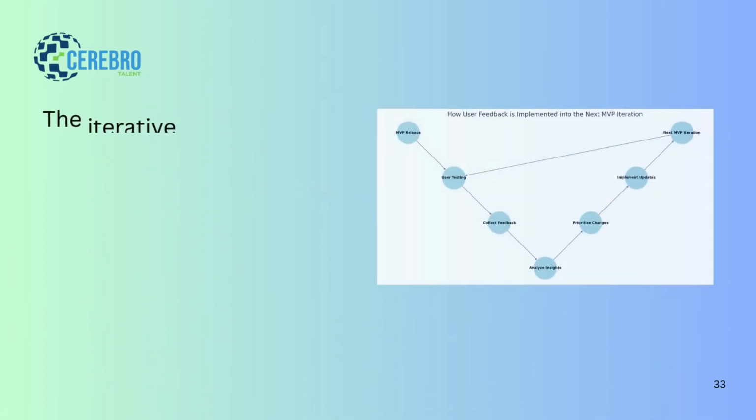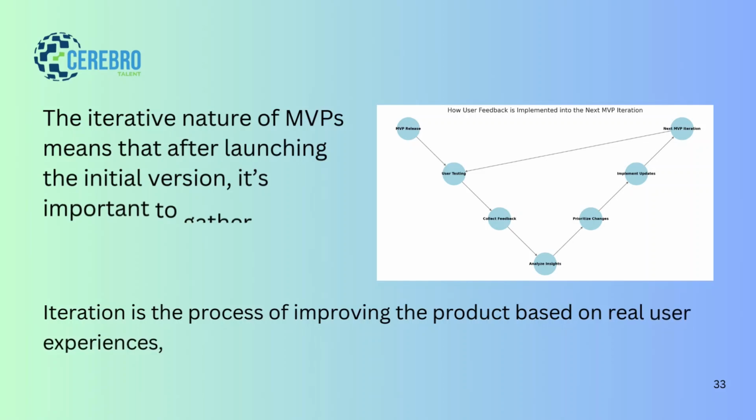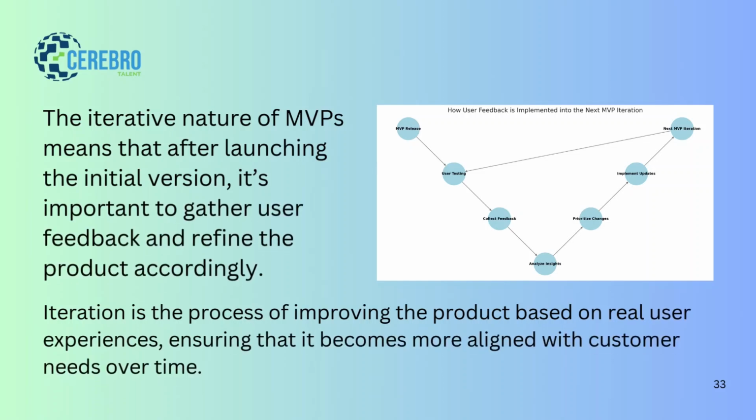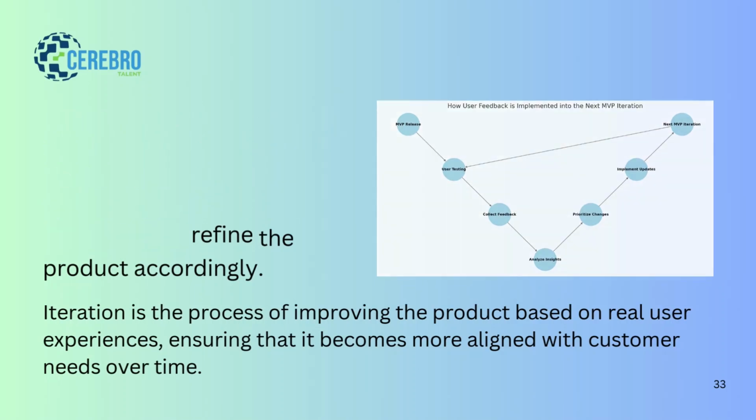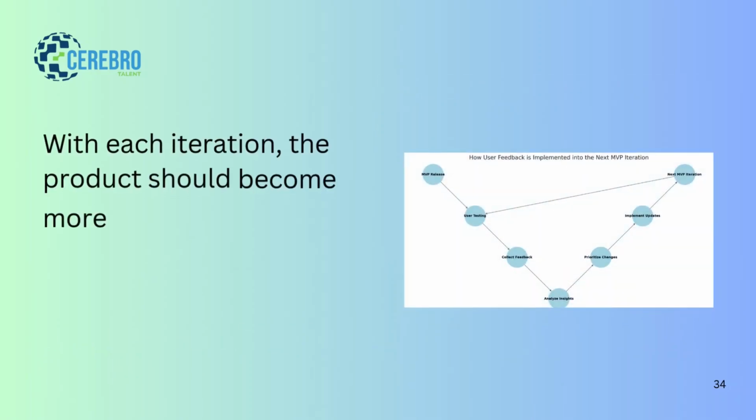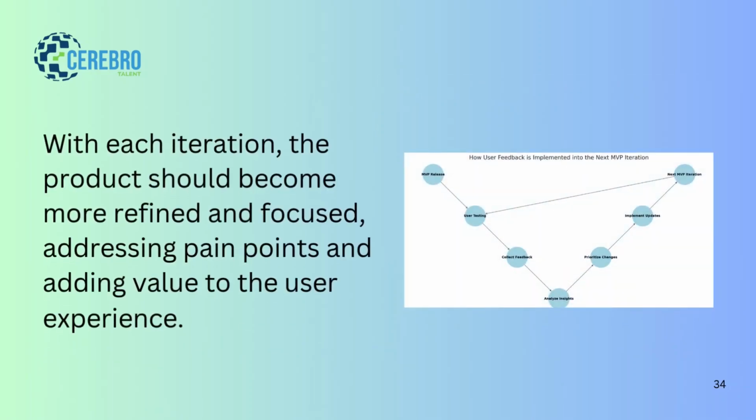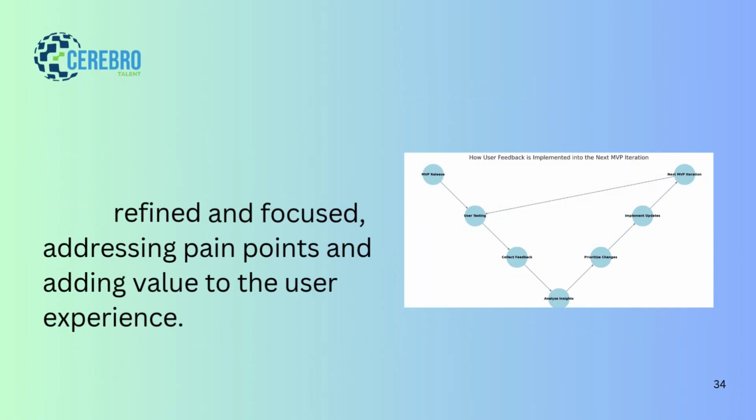The iterative nature of MVPs means that after launching the initial version, it's important to gather user feedback and refine the product accordingly. Iteration is the process of improving the product based on real user experiences, ensuring that it becomes more aligned with customer needs over time. With each iteration, the product should become more refined and focused, addressing pain points and adding value to the user experience.